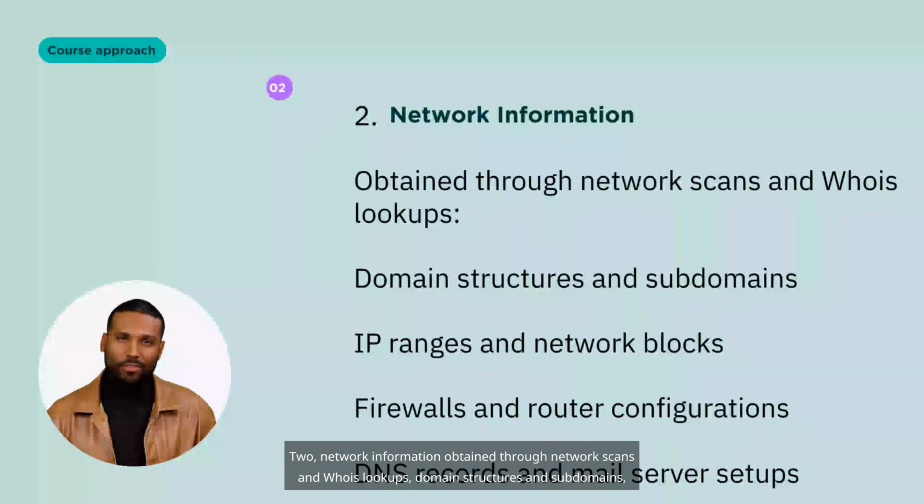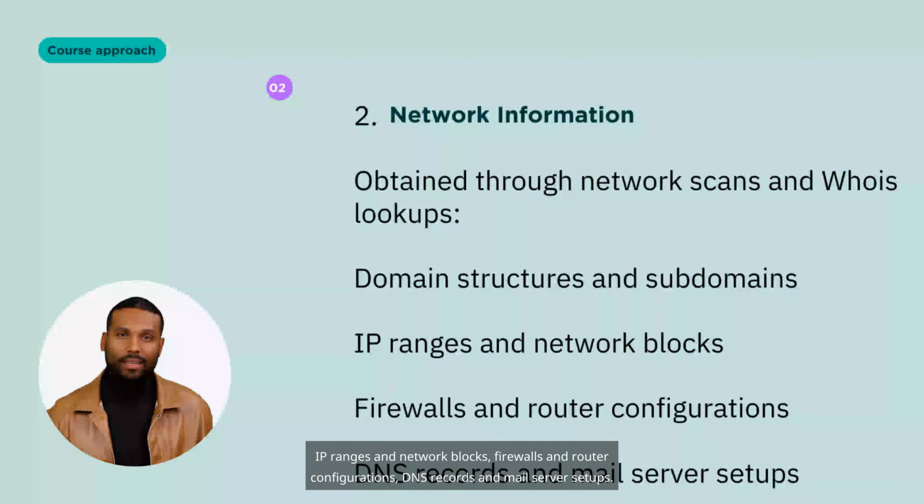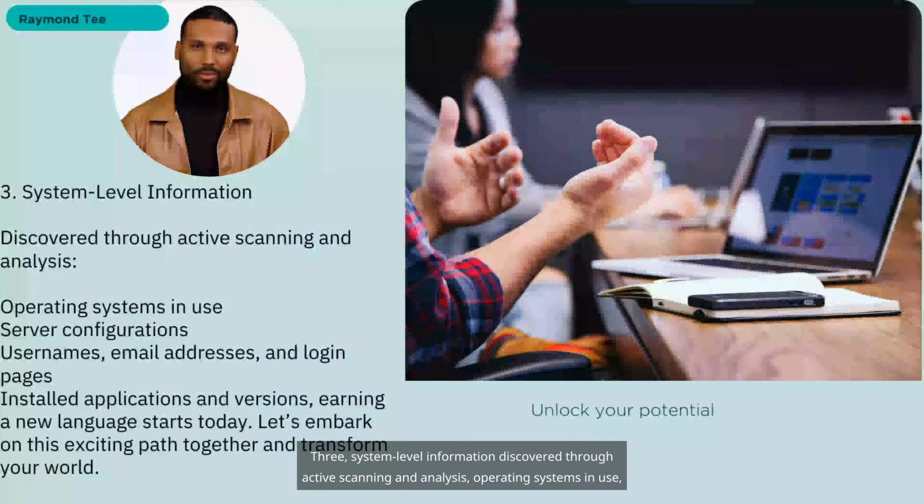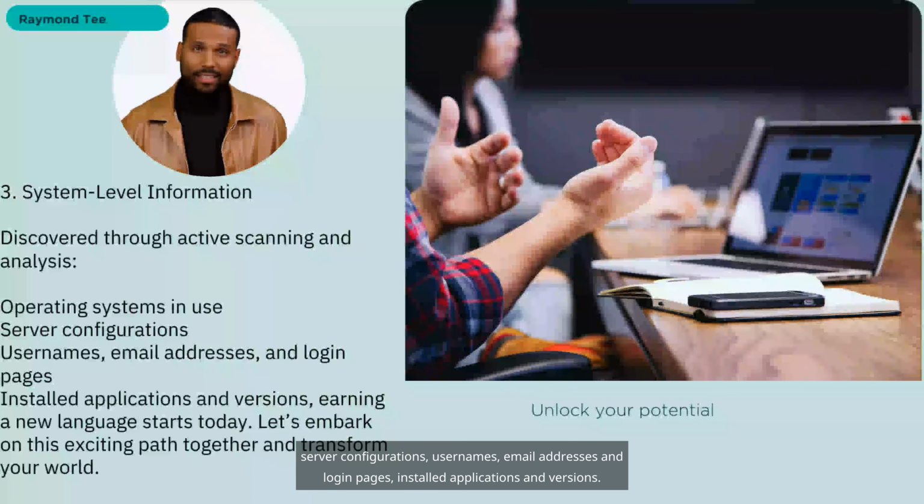2. Network information obtained through network scans and WHOIS lookups, domain structures and subdomains, IP ranges and network blocks, firewall and router configurations, DNS records and mail server setups. 3. System-level information discovered through active scanning and analysis: operating systems in use, server configurations, usernames, email addresses and login pages, installed applications and versions.